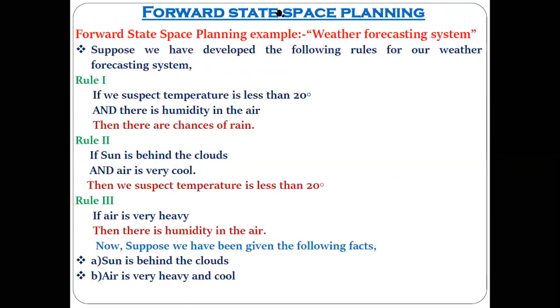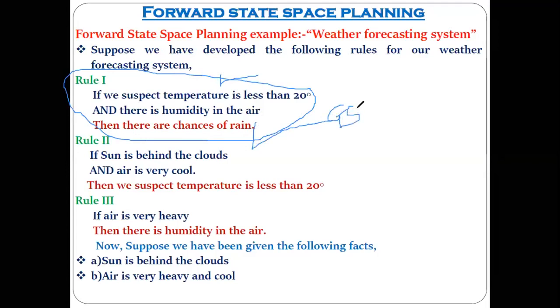What was our fact? The suspect temperature is less than 20 and there is humidity in the air. It is matching with which rule? Rule number one. Now, what is the outcome of rule number one after matching? There are chances of rain. Is this our goal state? Yes, sir.